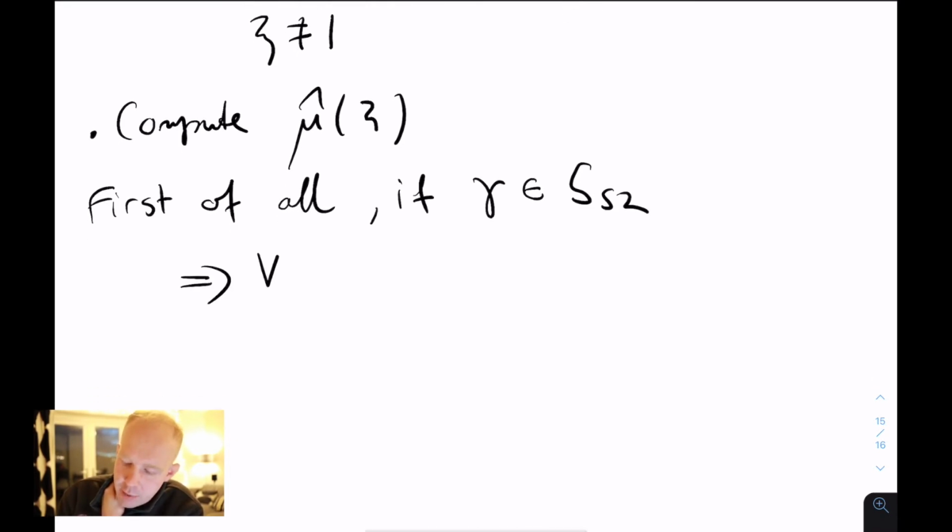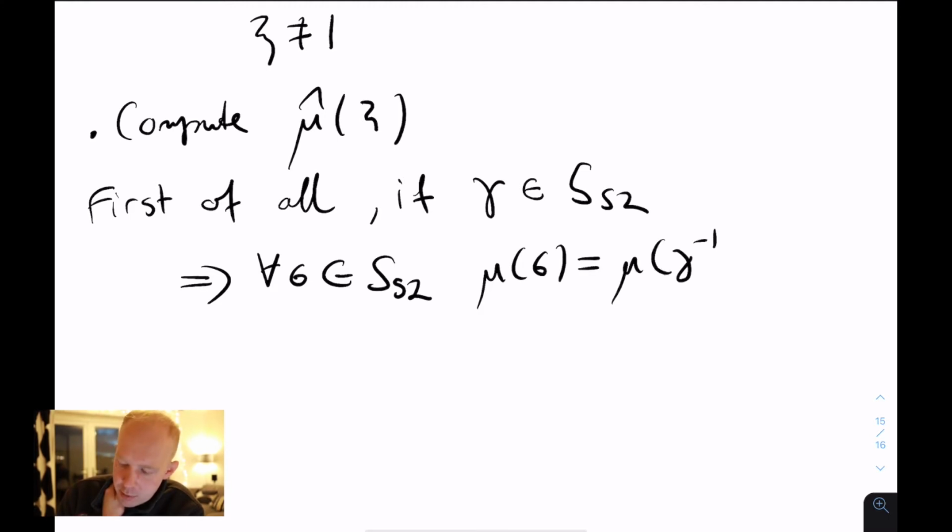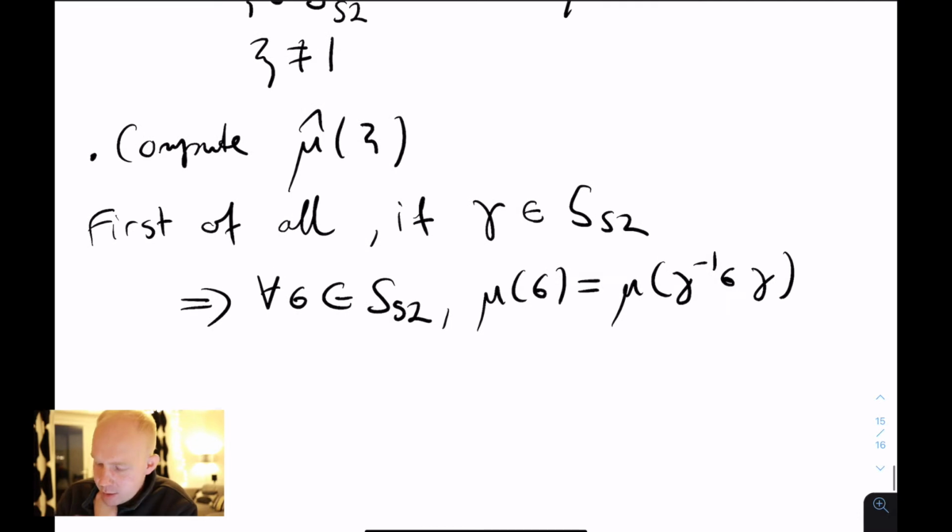then this implies that for any sigma in S52, we have that mu of sigma is equal to mu of gamma inverse sigma gamma. So the measure is invariant under this operation, and that's because of the nature of transposition. If you take any two permutations gamma and sigma in this way, then you preserve the same value.